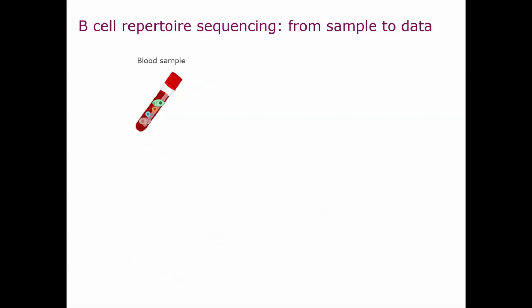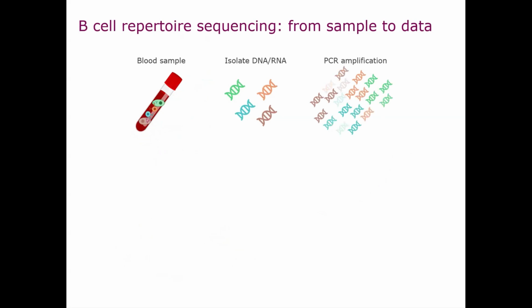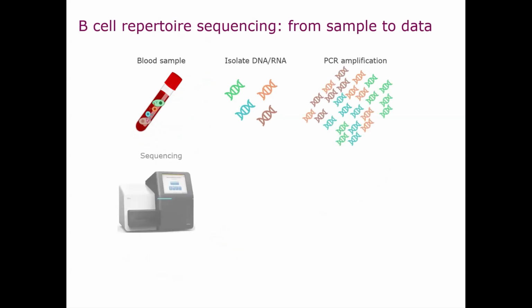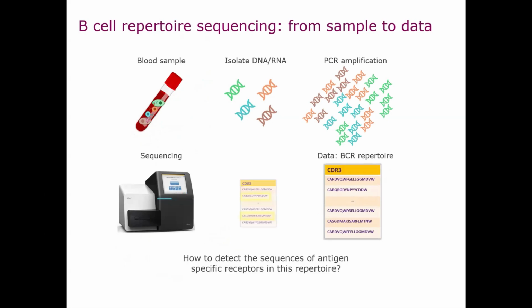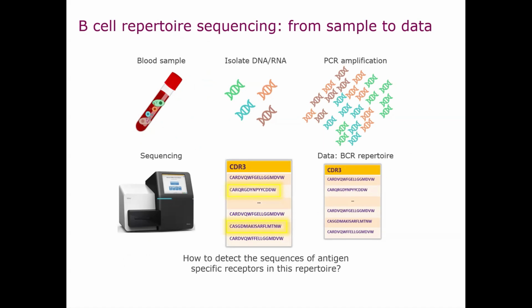We can start from a blood sample, for example, and then thanks to the PCR amplification of the DNA or the RNA and to the sequencing machine, we can end up with data that look like this. So the B-cell receptor repertoire is a list of different sequences. So in my PhD, my objective was to detect the sequences that are antigen-specific, starting from this repertoire, and in particular doing this using only one time point, that is the peak of the infection.